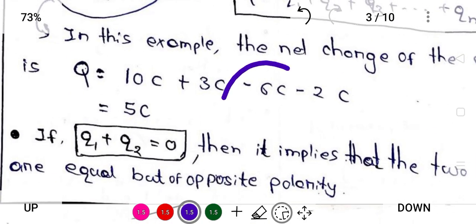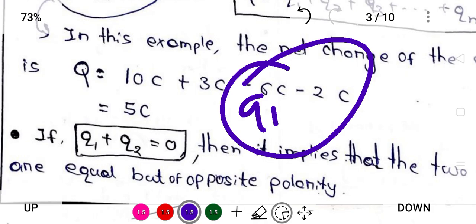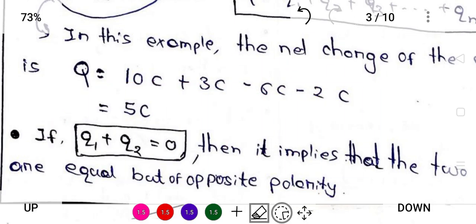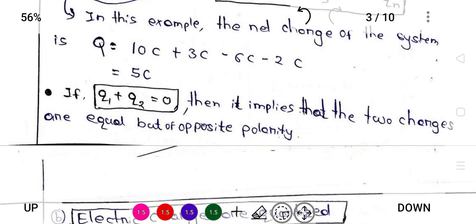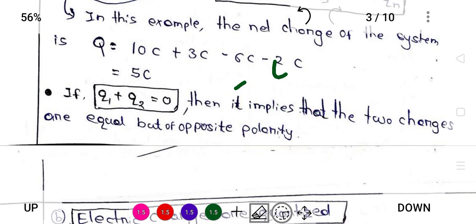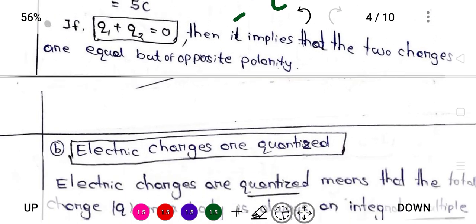Now let us consider a system in which there is Q1 charge and Q2 charge, and if this sum is 0, then it implies that these two charges are of equal magnitude but of opposite polarity. Like a system with minus 5 coulomb and plus 5 coulomb. Only if these two charges are equal and of opposite polarity will their sum be 0. That is, if Q1 plus Q2 equals 0, then these two charges are equal and of opposite polarity.